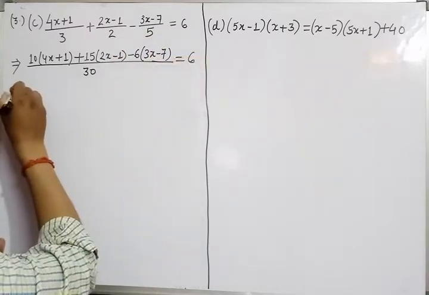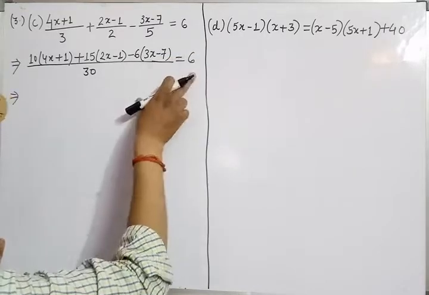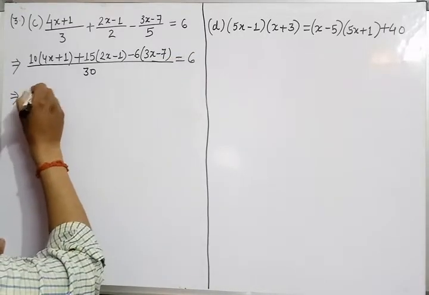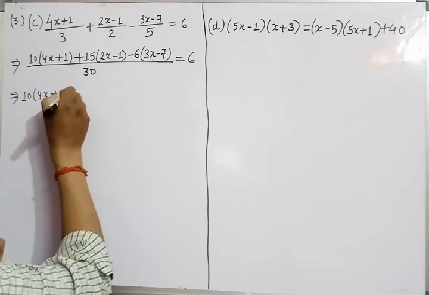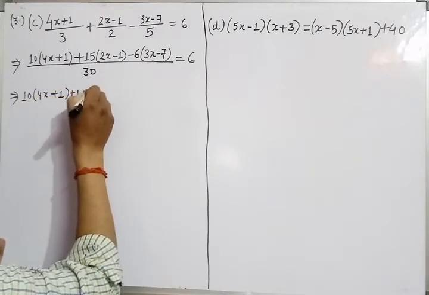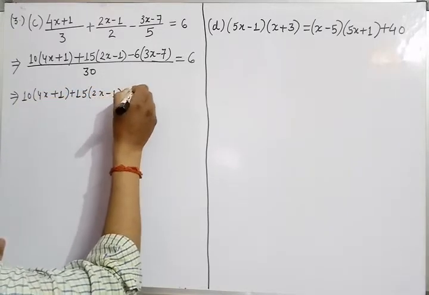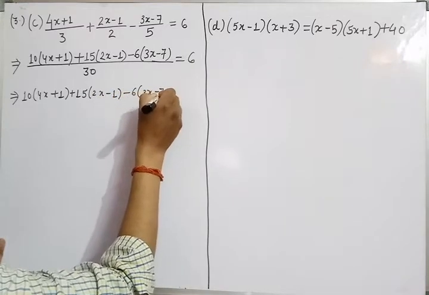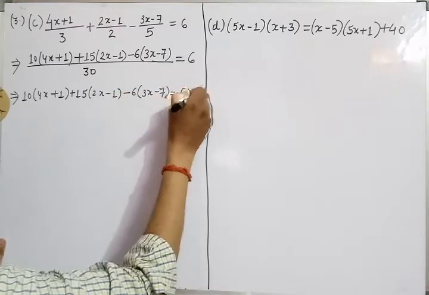Now we have to multiply this 30 by 6. So again we can write 10 into 4x plus 1 plus 15 into 2x minus 1 and minus 6 into 3x minus 7 and 6 into 30.